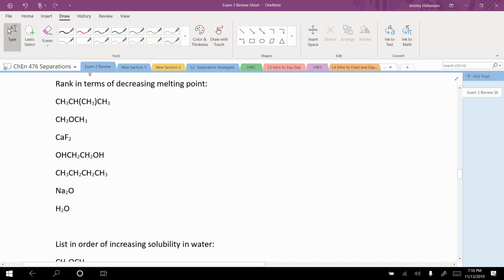Rank in terms of decreasing melting point. It says rank in terms of decreasing. Does that mean that you start with the highest melting point and go down? Yeah.